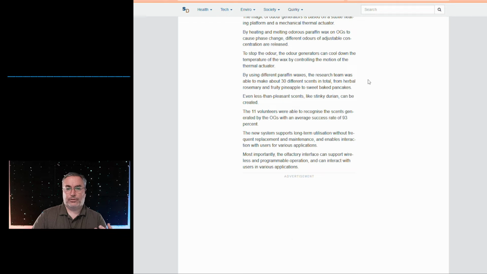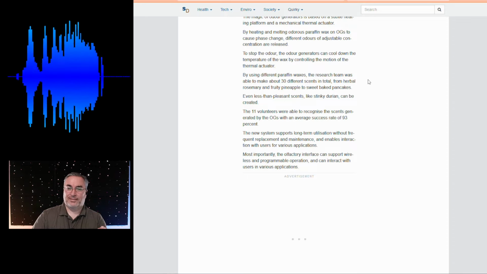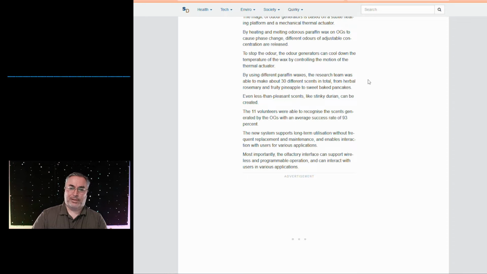To stop the odor generators can cool down the temperature of the wax by controlling the motion of the thermal actuator. By using different paraffin waxes, the research team was able to make about 30 different scents in total, from herbal rosemary and fruity pineapple to sweet baked pancakes. Just make fresh cut grass. I cannot imagine. Even less pleasant scents like stinky durian can be created.